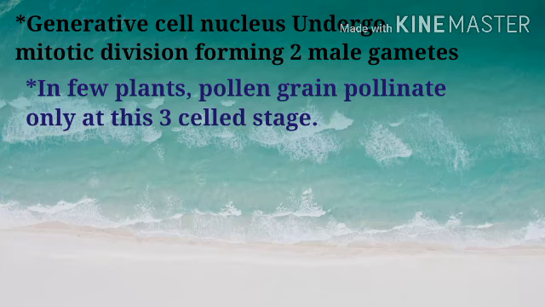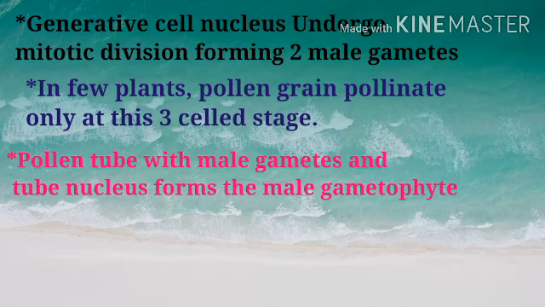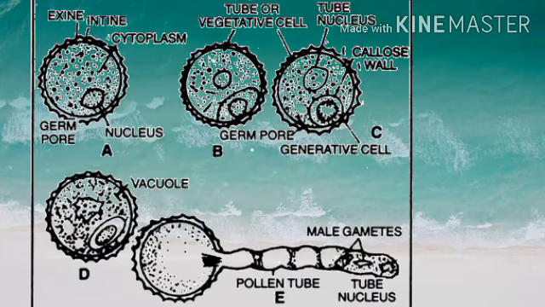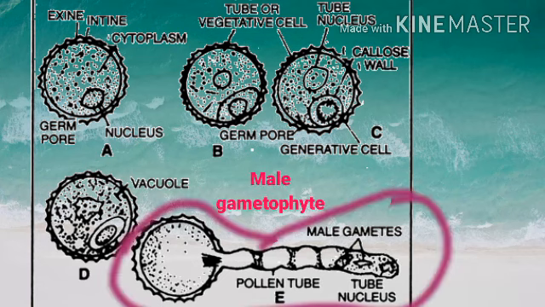In a few plants the condition is different. Pollination happens only at the three-cell stage, that is, only after the formation of male gametes. But in the majority of angiosperms, pollination happens at the early mitotic division, that is, in the two-cell condition. Here the pollen grain with pollen tube, vegetative nucleus and two male gametes, together, is called the male gametophyte. In this picture you can see the male gametophyte.